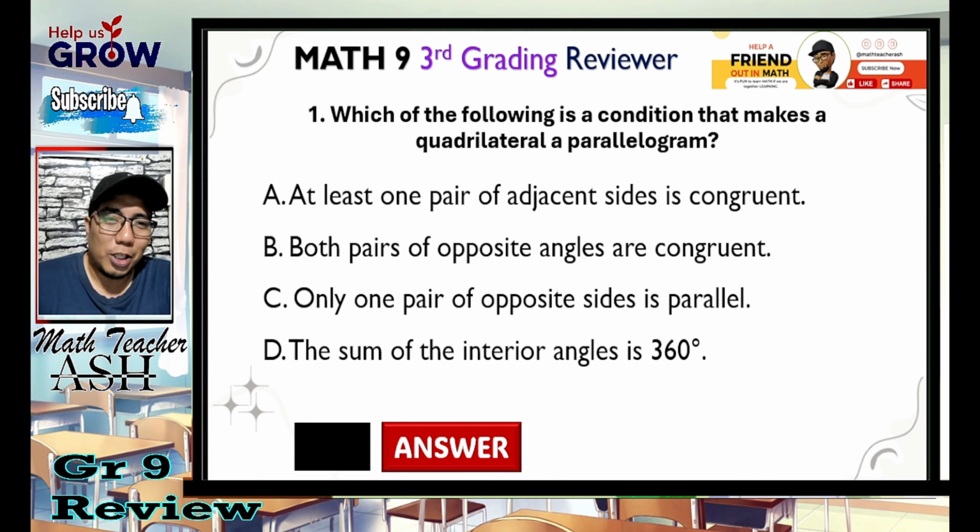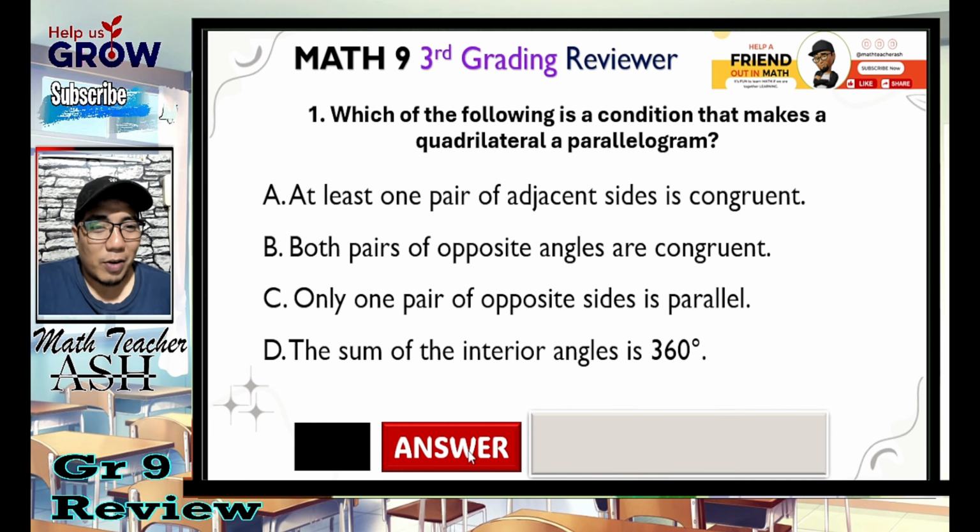Alright, my dear math learners, so in order to answer this question, we need to know the properties of a parallelogram. So of course, in a parallelogram, there are a lot of properties, and one of those properties is that the opposite angles of the parallelogram are congruent. Okay, so both pairs of the opposite angles are congruent. So letter B is the correct answer for this question. Let's check whether we are correct. Alright, easy, right? So now let us go to question number 2.